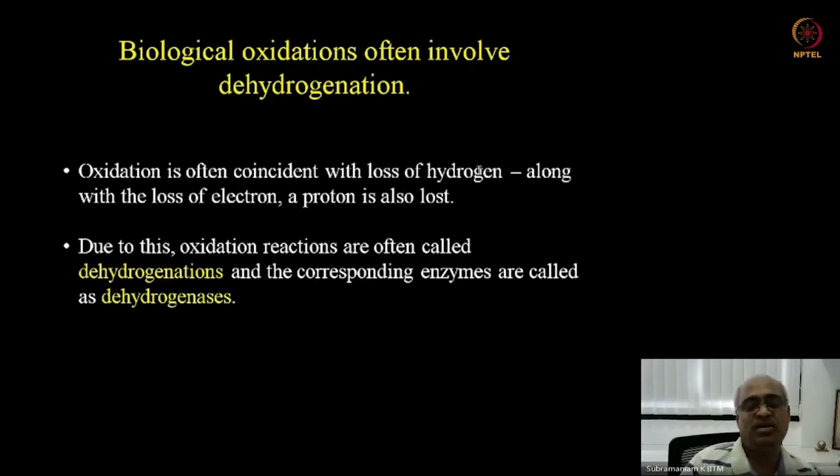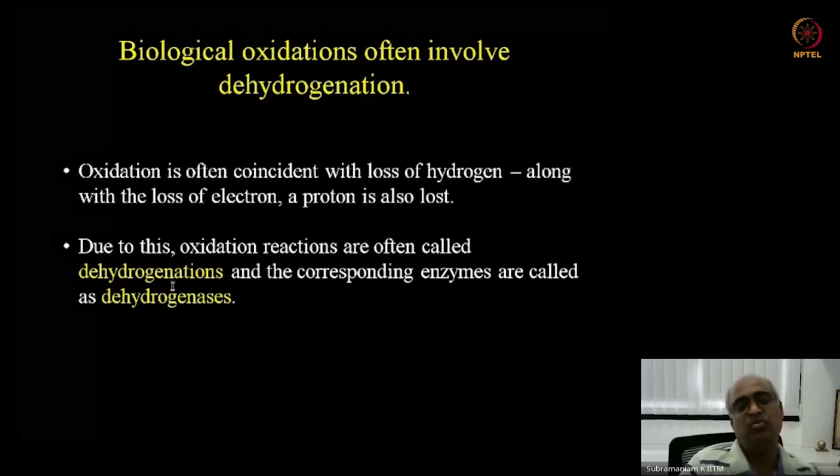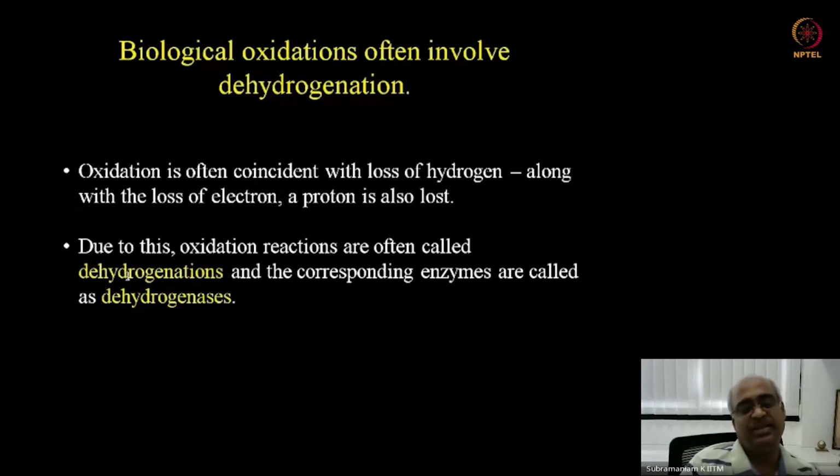That is the form in which we lose electron. Meaning when we lose an electron, we also lose a proton. So the oxidations are usually dehydrogenations, meaning you are removing a hydrogen. That is why it is called dehydrogenation, like dehydrating. When you lose water, dry up, you call it dehydrating. Similarly, when you lose hydrogen, you call it dehydrogenation. And the corresponding enzymes are dehydrogenases.